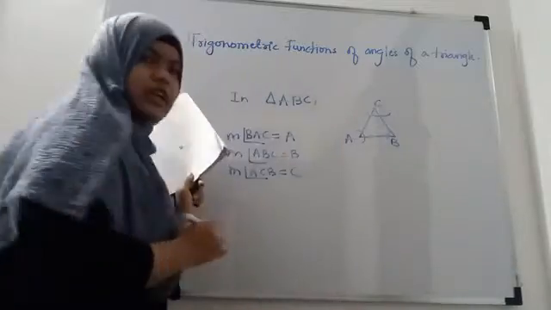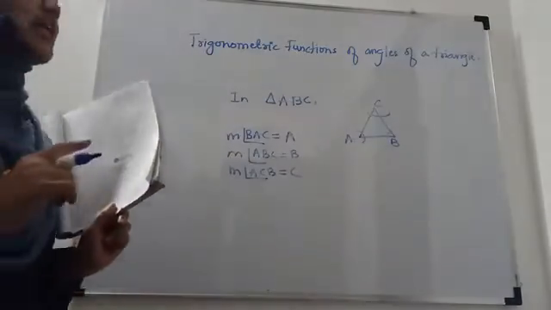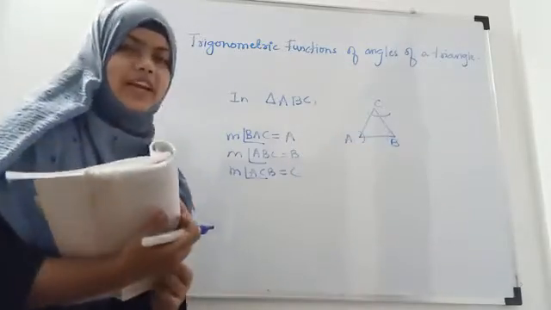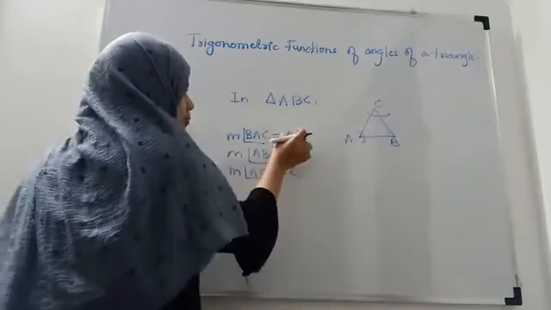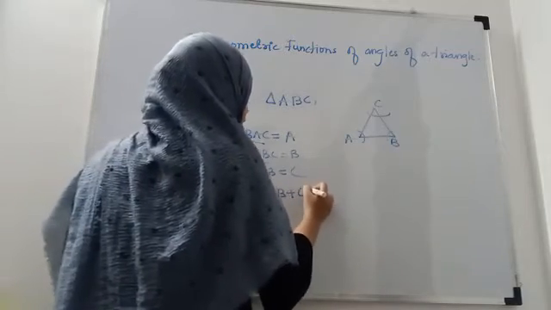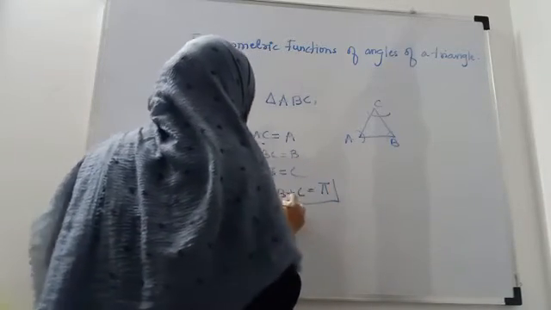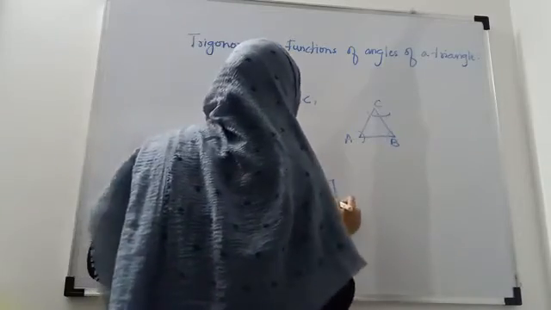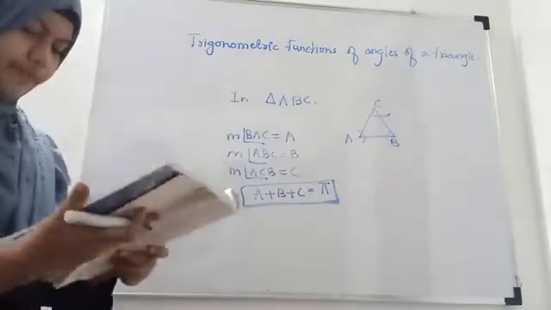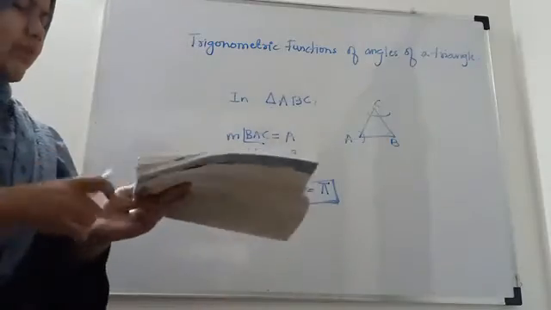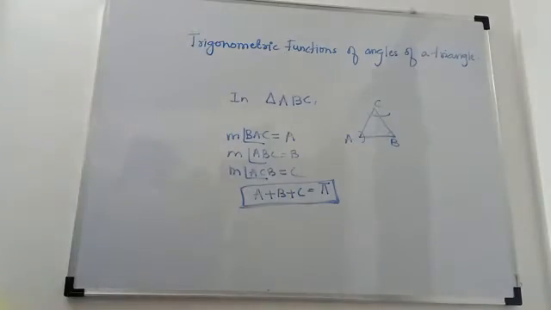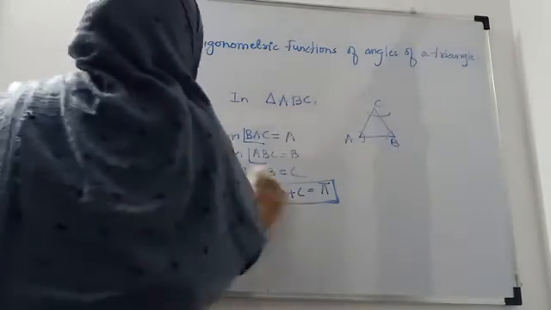So these are the notations, and also we know that the sum of the measures of all the angles of a triangle is 180, right? So here the measures are A, B, C. So A plus B plus C will always equal pi. This is a very important equation for this section. Now we will see some results which we are going to use while solving the problems.